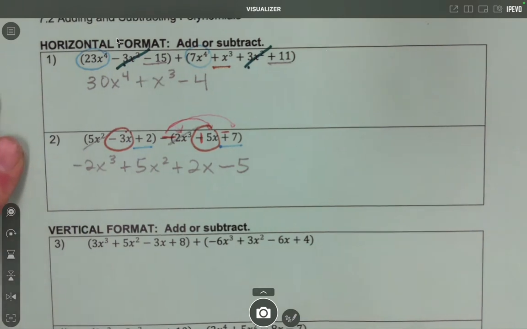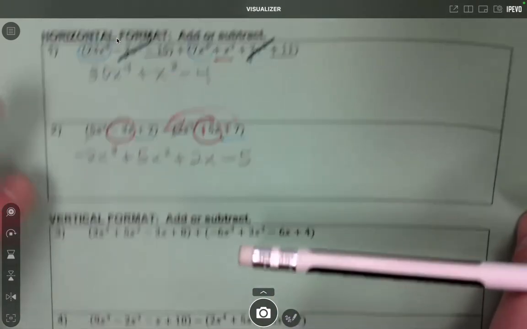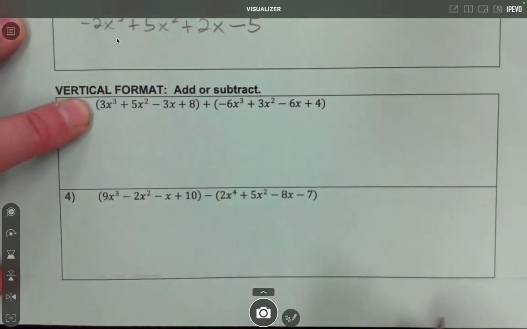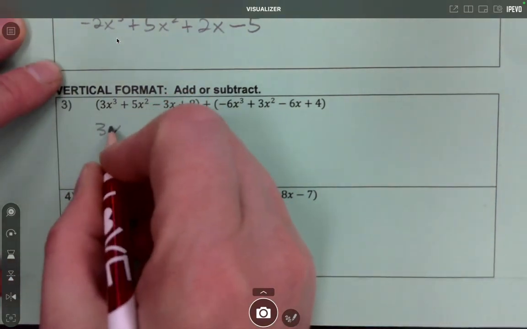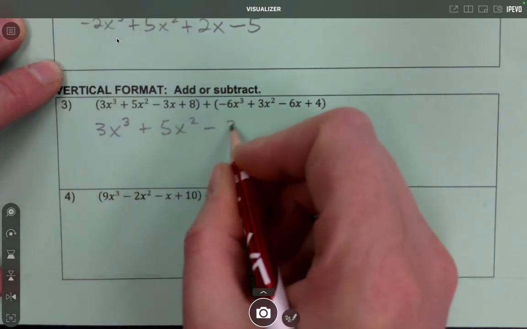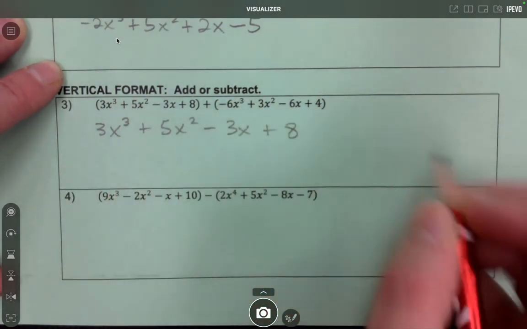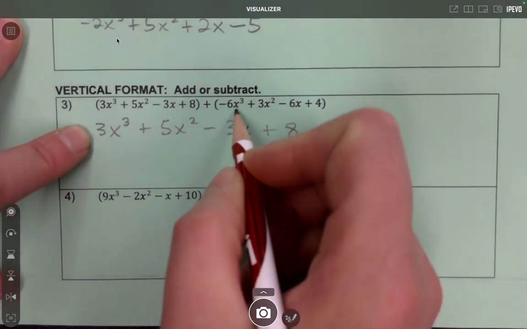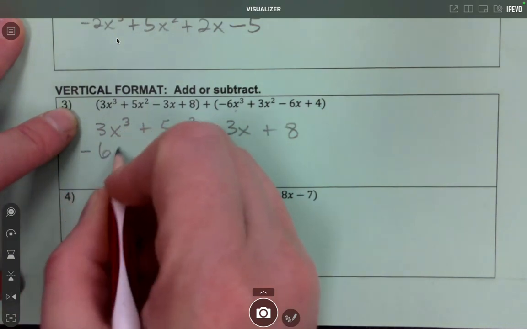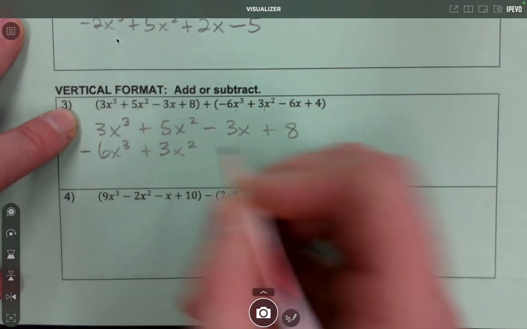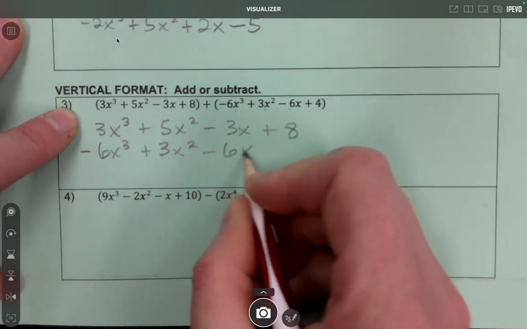So we have been working with like terms all year. So the vertical format is a little bit different. What I do is I rewrite this. I'm going to go ahead and write the first one, and then when I write my second one, I'm going to stack it underneath and line up my like terms. So that negative 6x cubed, I'm going to write underneath the 3x cubed. The 3x squared, I'm going to write underneath the 5x squared, and then the 6x, and then the 4.